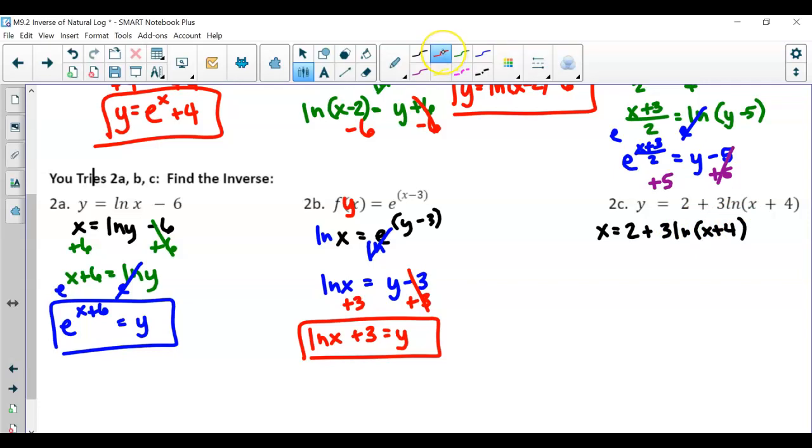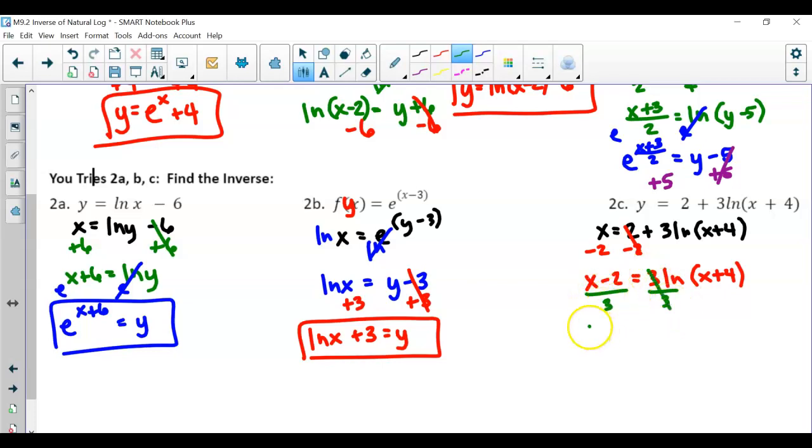And here we go. So again, first, notice how we have multiple things going on outside of our natural log. I have adding 2. So first, let's subtract 2 from both sides. X minus 2 is equal to 3 times the natural log of x plus 4. Now, if I'm multiplying natural log by 3, now divide by 3.